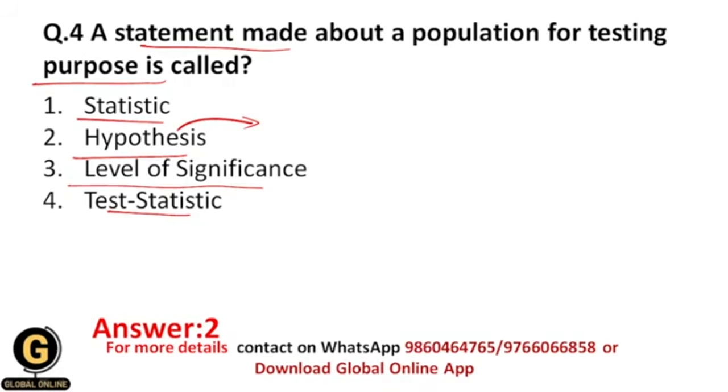Okay, and level of significance is the concept which comes under the testing part of hypothesis. So basically level of significance can be denoted by alpha.